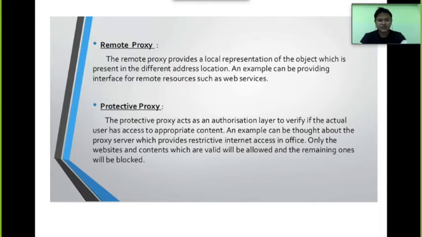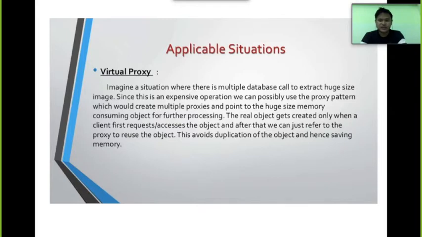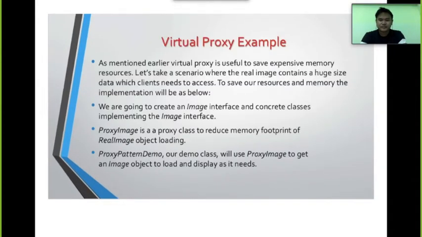Then we have the protective proxy. The protective proxy acts as an authorization layer, verifying if the actual user has access to the appropriate content. An example can be proxy servers, which provide restrictive internet access in the office. Only websites and content which are valid will be allowed, and the remaining ones will be blocked. So this is about the protective proxy. Then we discussed the remote proxy and the virtual proxy. These three are the types of the proxy design pattern.